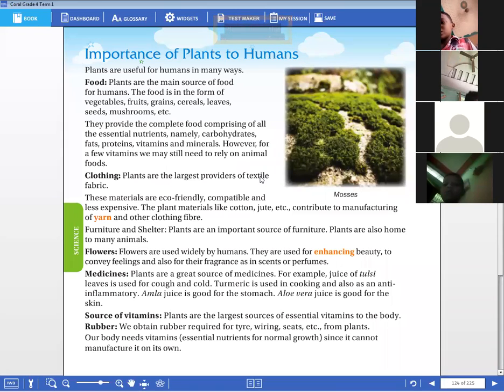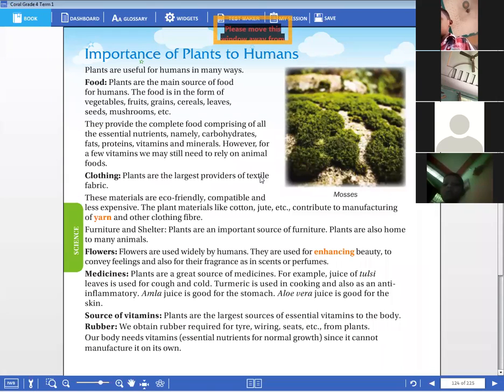Enhancing means improving, children. Convey. Fragrance. Fragrance means a nice smell, children. Scents. Perfumes. Medicines. Tulsi.